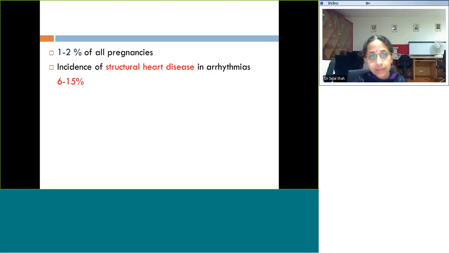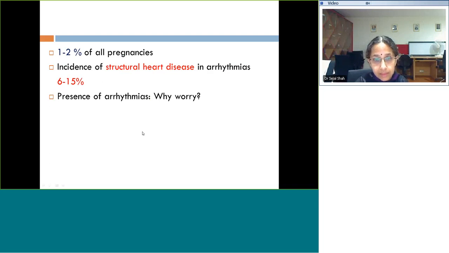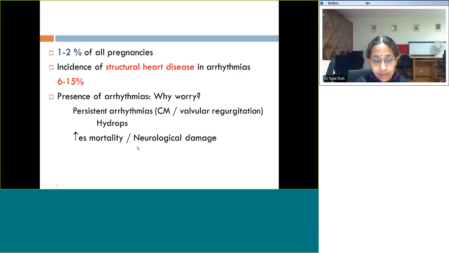Rhythm disturbances are seen in 1 to 2% of all pregnancies, and associated structural heart disease is seen in up to 15% whenever any arrhythmia is suspected. Hence, it's an indication for doing a detailed structural analysis also, in addition to understanding what's wrong with the rhythm. Now, why are we worried because arrhythmias are there? One is that persistent arrhythmias can cause hydrops, and overall the presence of arrhythmias can increase mortality in a newborn and also cause associated neurological issues.